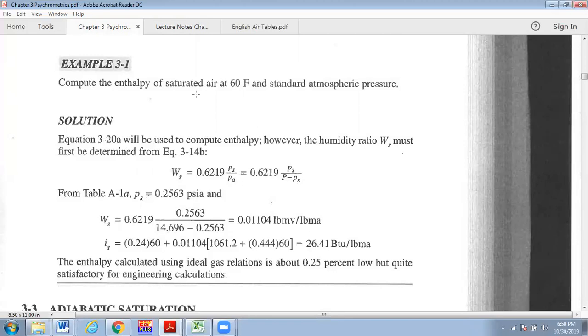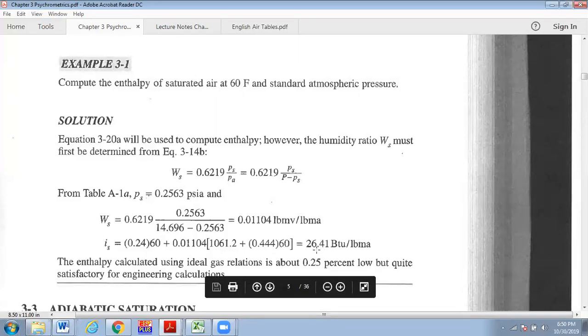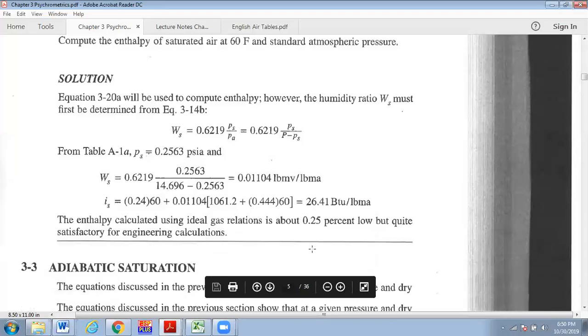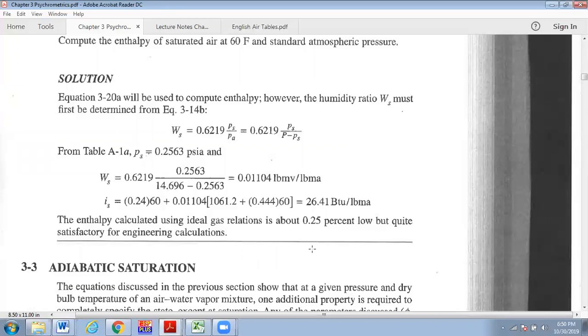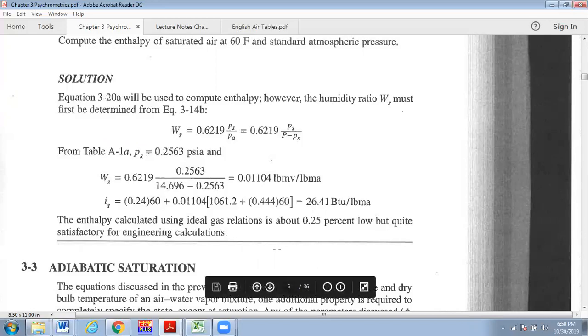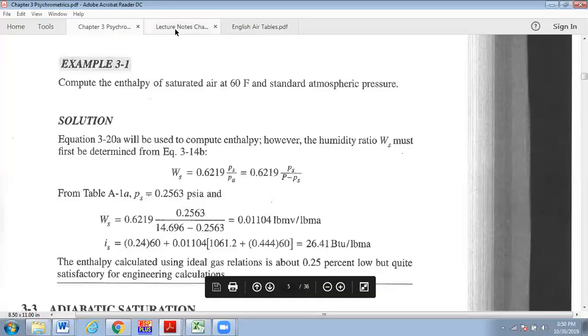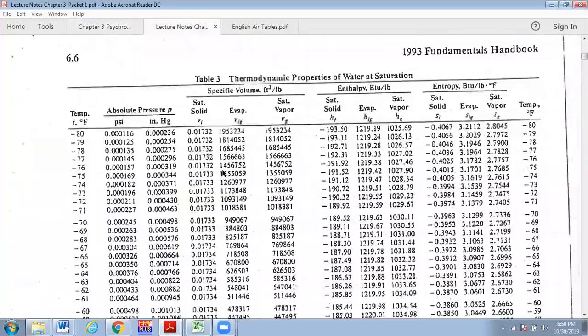And then if you want the enthalpy, you just plug in. The 0.24 comes in the equation, the 60 is the Fahrenheit, there's your humidity ratio you just calculated, and there's your other 60, and turn the crank and you get 26.41. He says it's about 0.25% low, but shoot, for HVAC, that's plenty good. Okay, so let's look on the chart now. So remember those two numbers, 0.011 and 26.4. So let's go back here. Go back up.